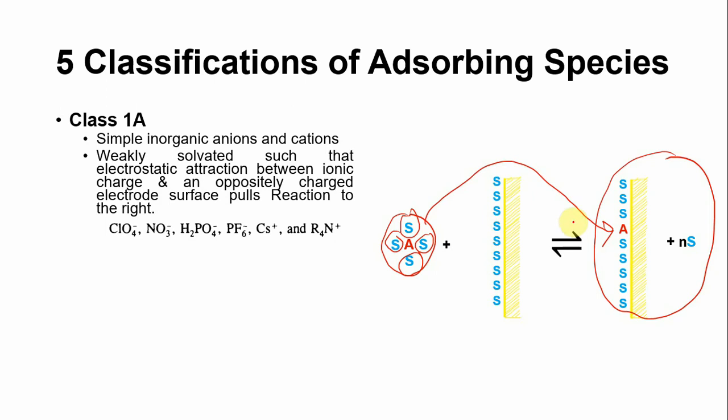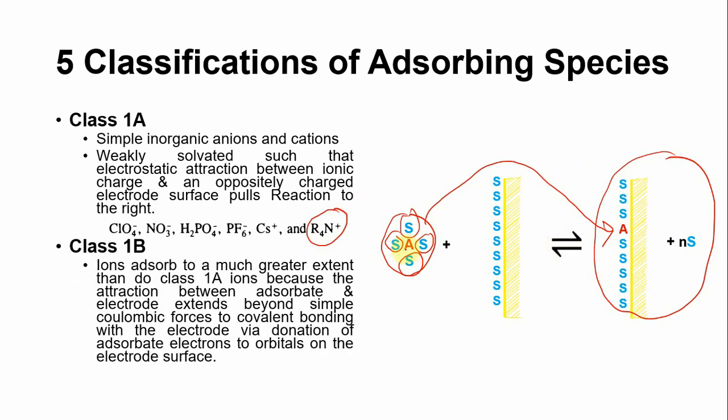Now, these types of ions include ClO4 minus, or in other words perchlorate, NO3 minus, H2PO4 minus, PF6 minus, cesium ion, and then this very important quaternary ammonium ion. You can see that all of these ions have different charge, size, and possibly different geometry. So all of these factors will affect the adsorption of these ions on the surface of the electrode.